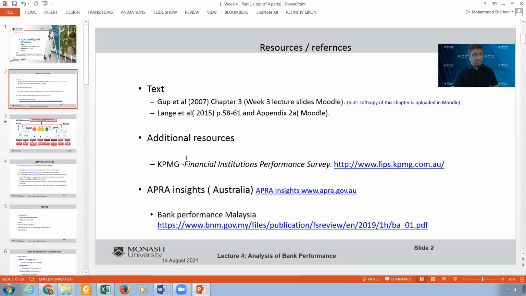Of course, you can have additional resources that talk about bank performance. KPMG is a big resource; they always issue reports about banks. And of course, we have the regulators: APRA in Australia, and Bank Negara in Malaysia.